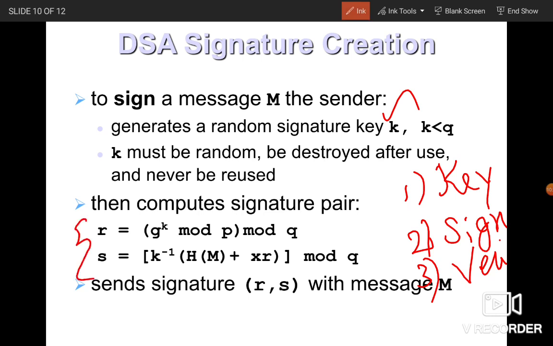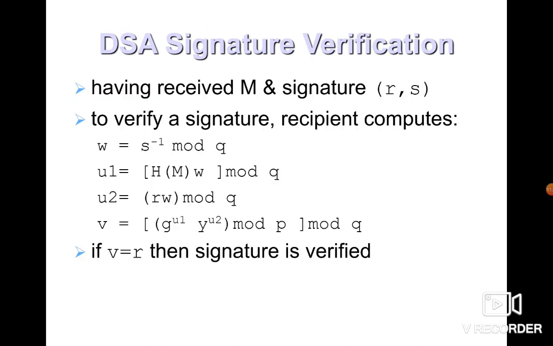Okay. So the formula for calculating R is G power K modulus P modulus Q. Where K is the randomly chosen key, okay, it should be destroyed after the use. The formula for calculating the signature component S is K inverse into H of M plus X into R modulus Q. Now we have both the components R and S. So they are known as the signature components, and they are transmitted along with the original message.